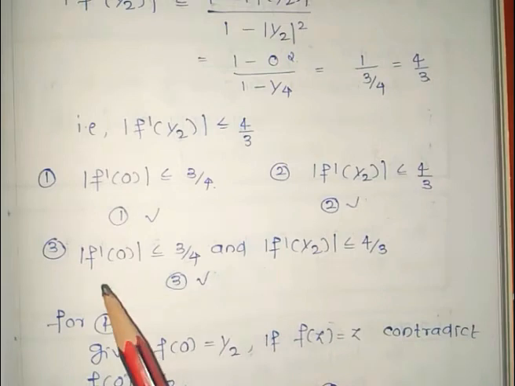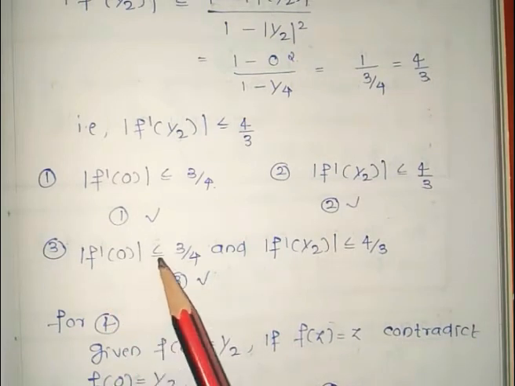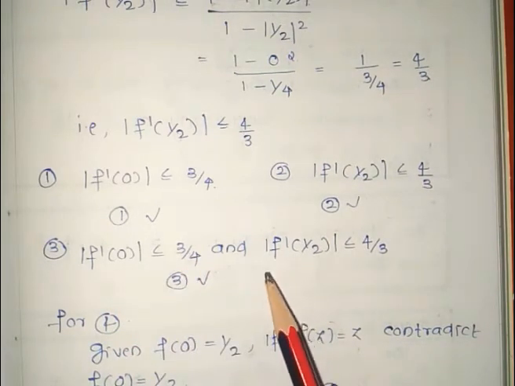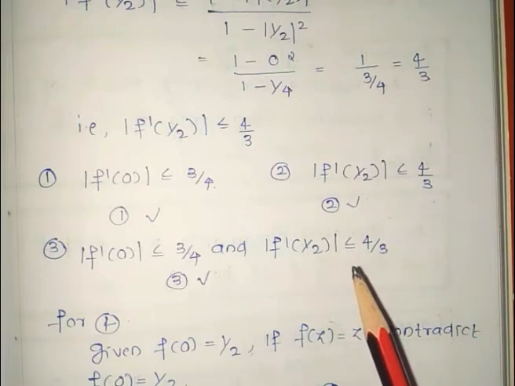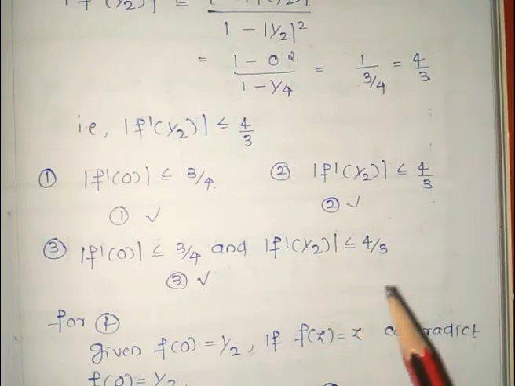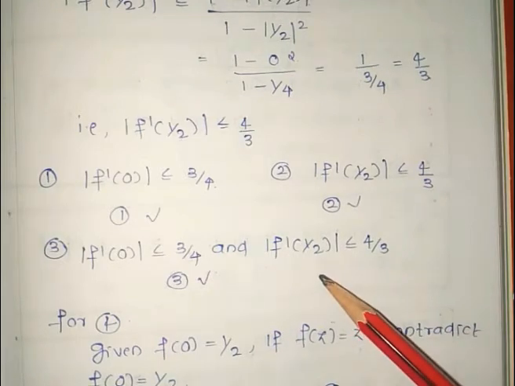Now our third option says that mod f dash of 0 is less than or equal to 3 by 4 and mod f dash of 1 by 2 is less than or equal to 4 by 3, because we have got mod f dash of 0 less than or equal to 3 by 4 and mod f dash of 1 by 2 less than or equal to 4 by 3. Therefore our third option is also correct.